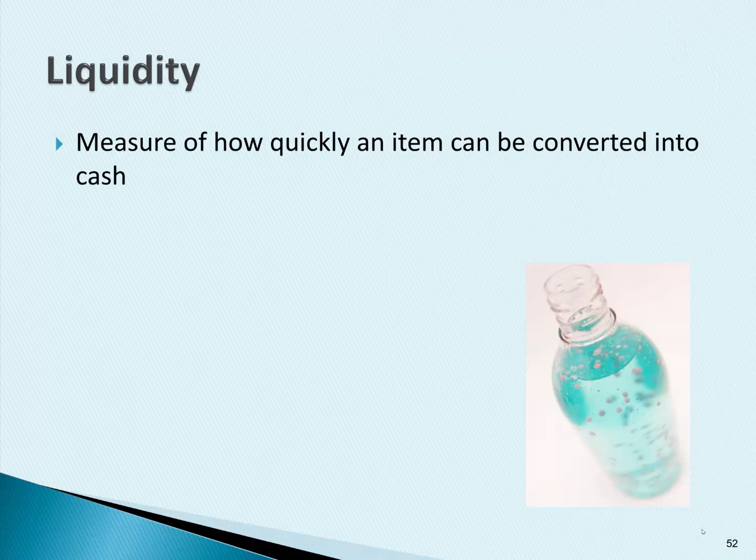Something like cash is already cash, so it has the highest liquidity. Next on the list of liquidity would probably be accounts receivable, because accounts receivable usually are paid within 30 days, so they will probably be converted into cash within 30 days. And then at the other end of the spectrum of liquidity would be our land or our factory. It's going to be a long time since we plan on selling our land or our factory and converting it into cash.